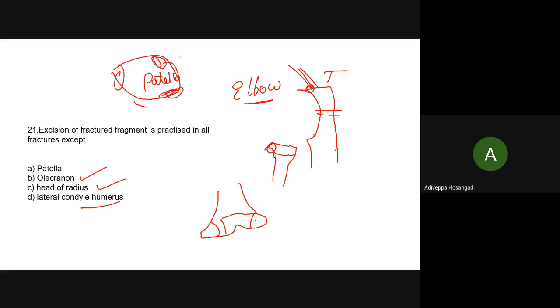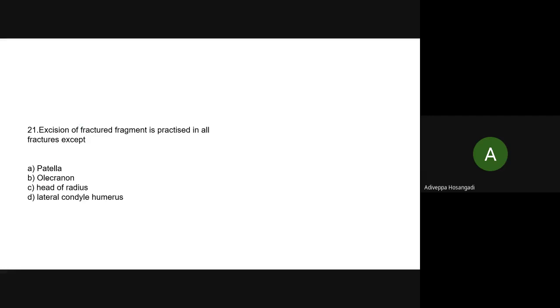Here triceps is attached, here quadriceps is attached. Here it helps in knee extension, here it helps in elbow extension. So for all practical purposes, small fractures of patella can be excised, small fractures of olecranon can be excised, and head of the radius, if it is small, can be excised. Lateral condyle of humerus is the answer. You cannot excise the lateral condyle of humerus. You have to fix it, no matter how small it is, because the lateral collateral ligament is attached, which is very essential for stability.